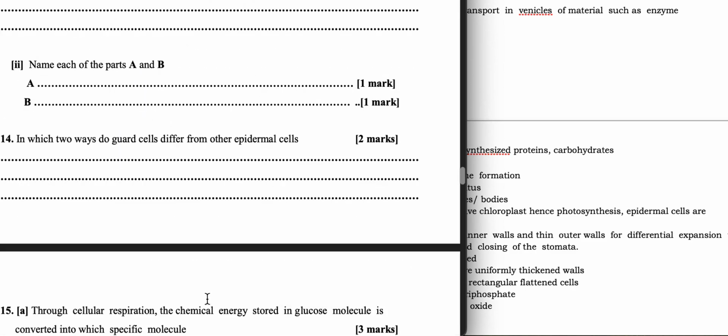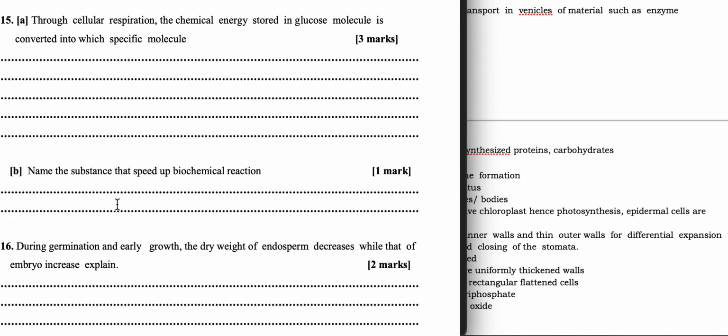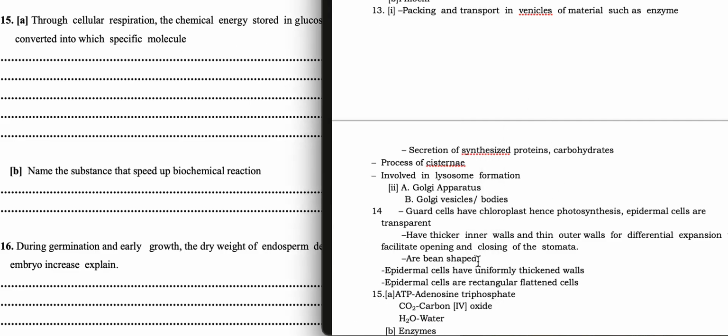Question 15. Through cellular respiration, the chemical energy stored in a glucose molecule is converted into which specific molecule? That is ATP, adenosine triphosphate. Also, it is turned into carbon dioxide and also water.